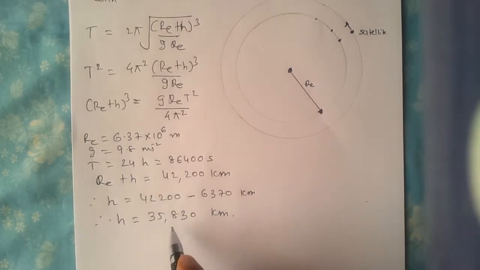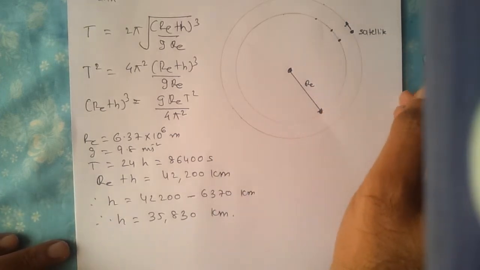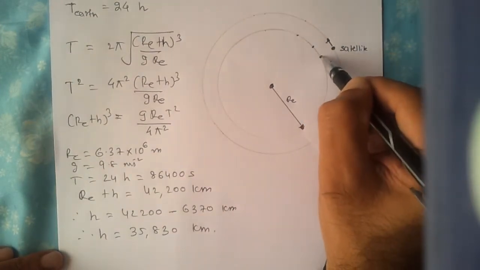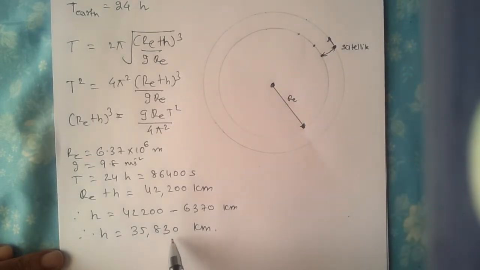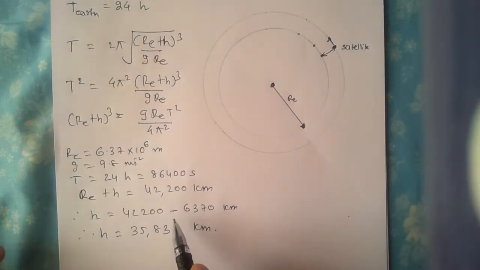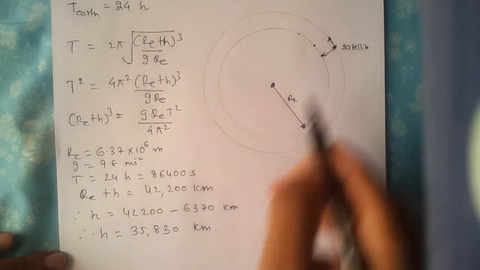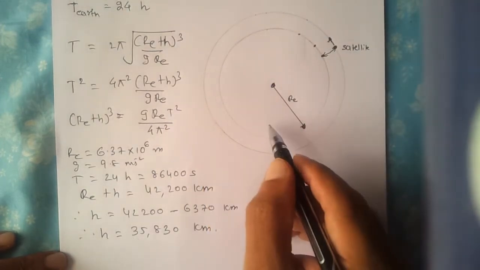What this means is that for a satellite to be geostationary, that means for a satellite to appear stationary, it must be placed in an orbit around the Earth at a height of 35,830 kilometers. So let me come back to the figure over here. This particular height from the surface of the Earth has to be 35,830 kilometers. Then it will appear stationary, and this orbit is called the parking orbit.